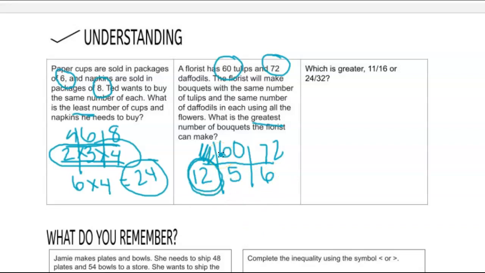If you didn't see the 12 off the bat, you maybe started with a 6 or 2. You will eventually get yourself down there. You just might have to go an extra step.